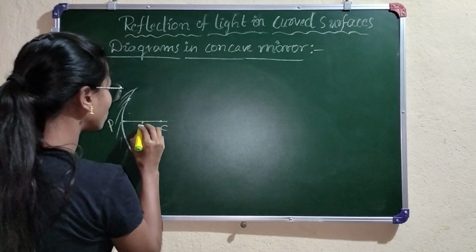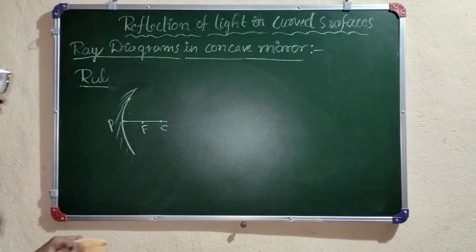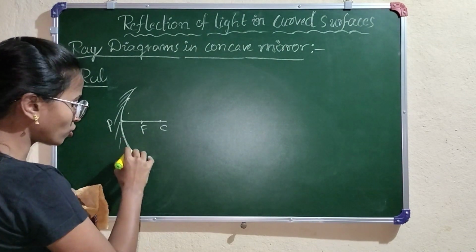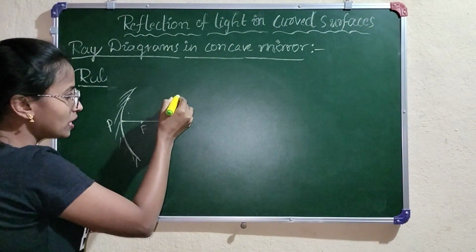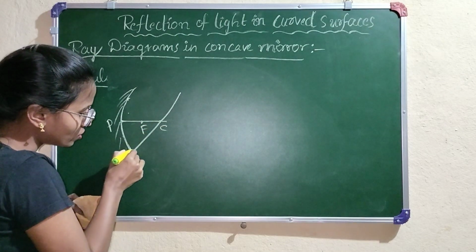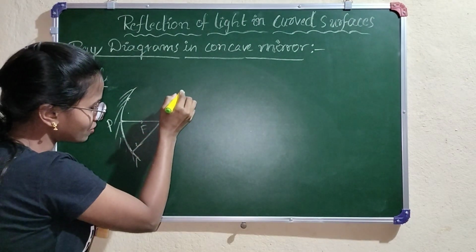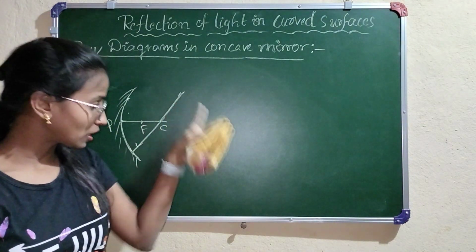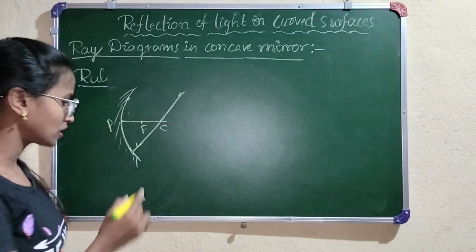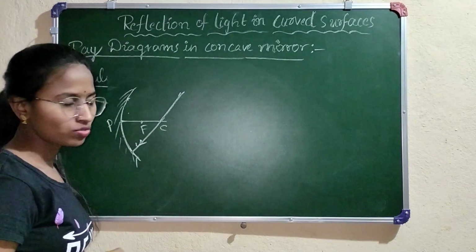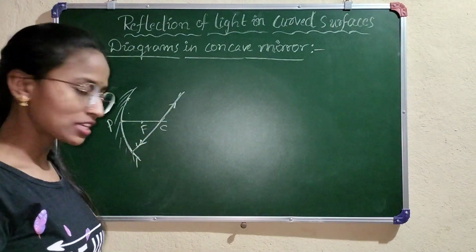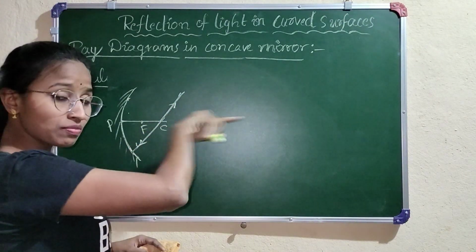Center of curvature, focus. And third rule: if the light ray passes through the center of curvature, which means it passes through the radius of the circle, the sphere, whatever sphere we have taken, it will reflect along the same line. It will not reflect anywhere else.